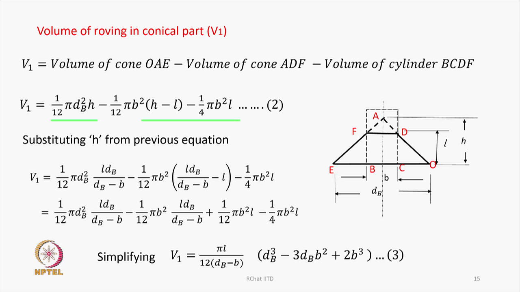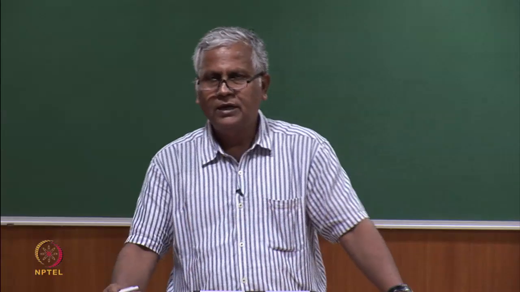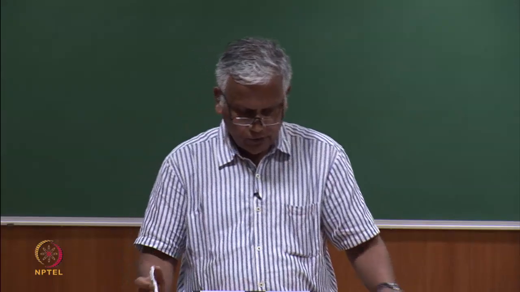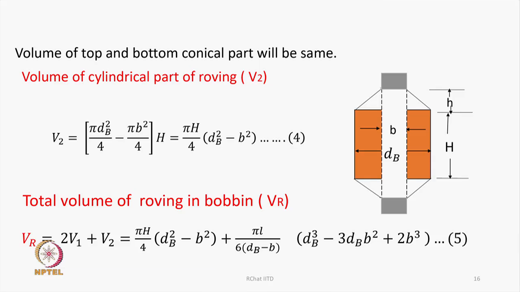We arrive at this particular equation which is shown here, that is V1 is going to be pi L by 12 into (d_B minus b) into (d_B cube minus 3 d_B into b square plus 2b cube). This is the simplified formula of this expression. So, that gives you basically the volume of the top conical part. The volume of the top and bottom conical parts are the same, so we need not calculate the expression again; we can use it for the bottom part also.